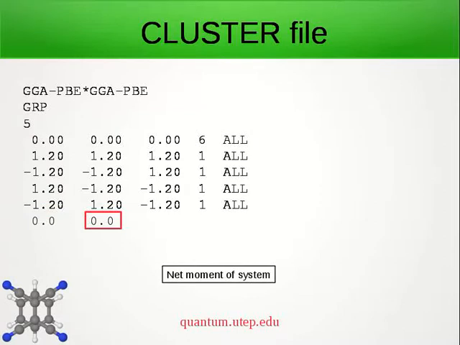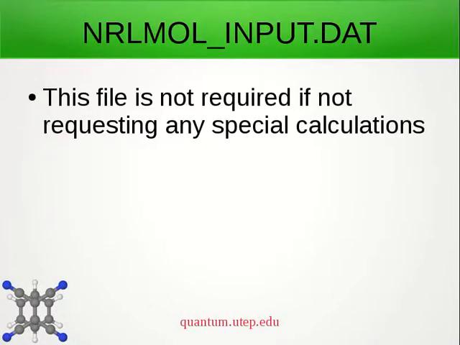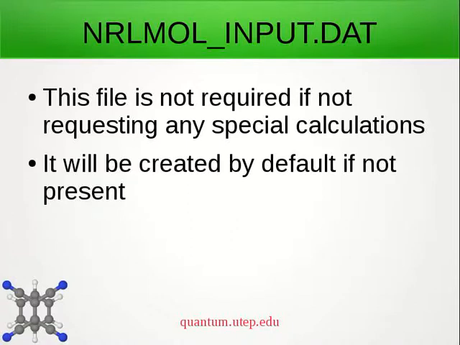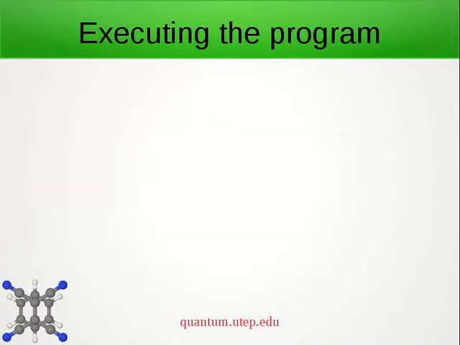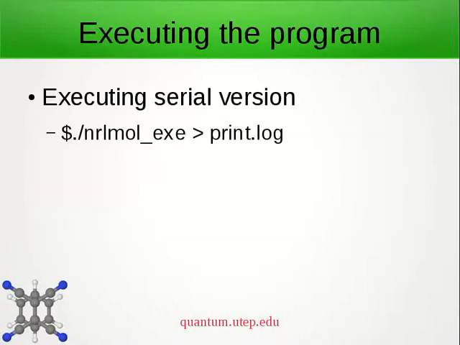The NRLMOL_input.dat, as I said, is not required if not requesting any special calculations. It will be created, however, by default if not present in the directory. And if you initially do require it, there is a copy of it in the source code. Executing the program now: you execute the serial version by just doing ./NRLMOL > print.log.